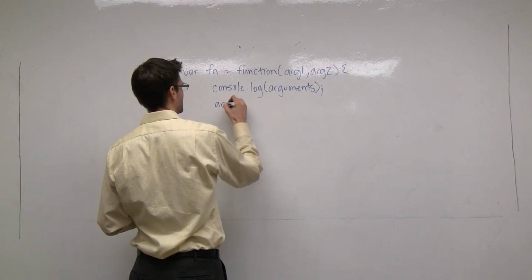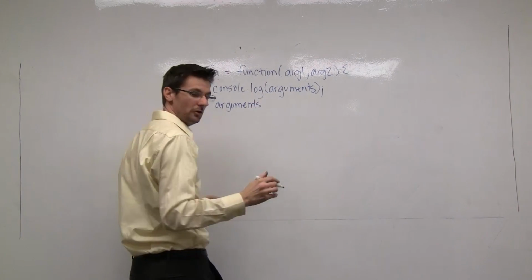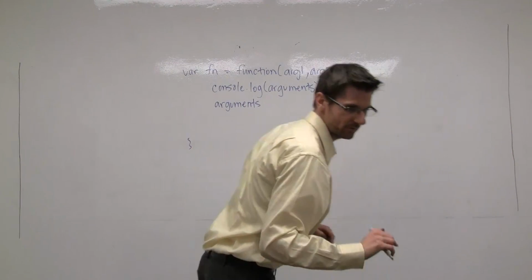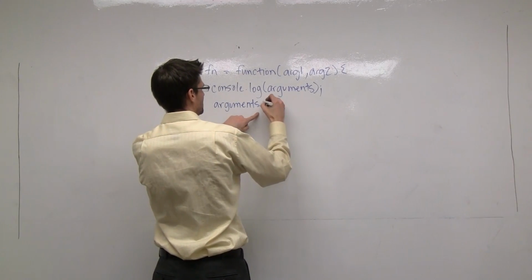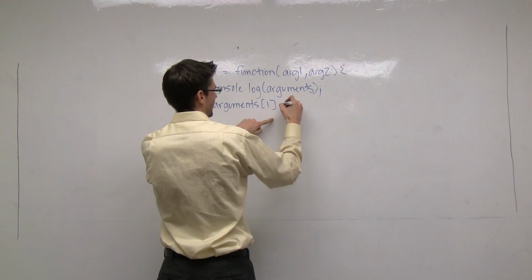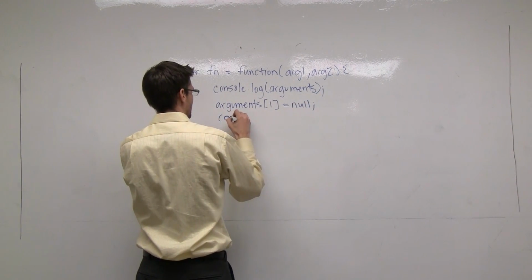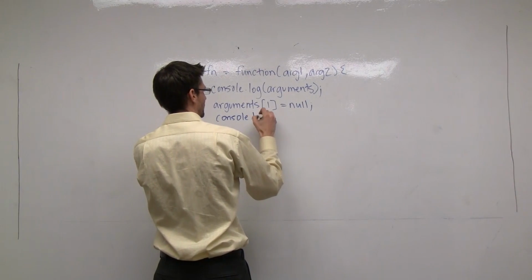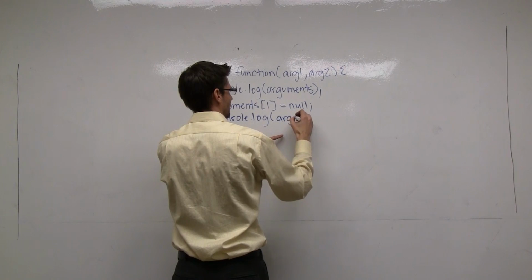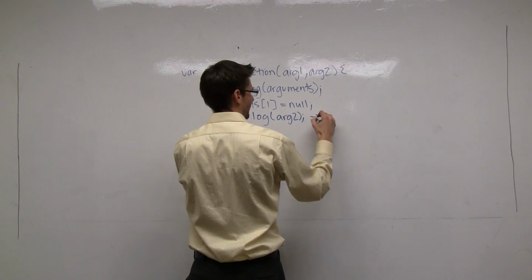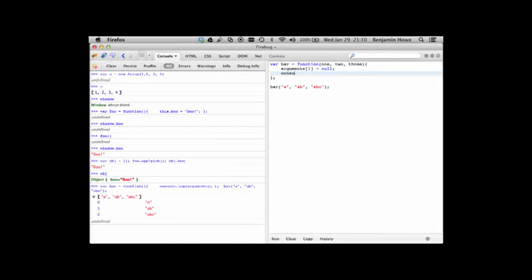If I were to say arguments, now you're going to need to put some arguments inside the function declaration there in the signature. But let's say arguments with the index 1 equals null. Then let's actually console log what happens with arg2. I'm guessing it's going to print out null. I could be wrong, but that's the kind of funky stuff that I assume it's going to do.